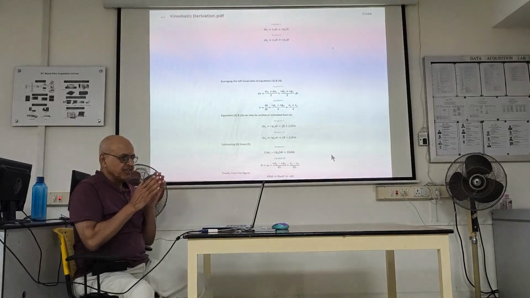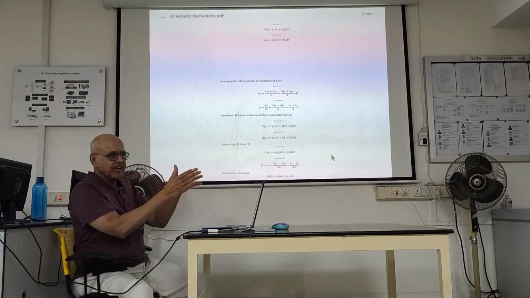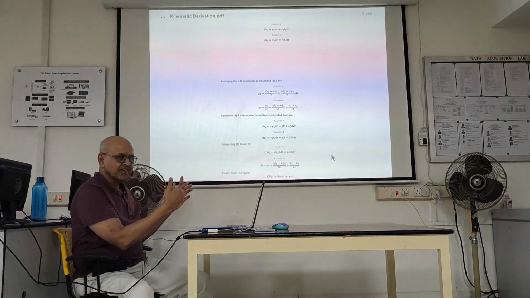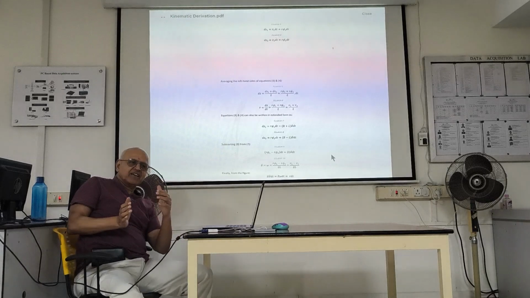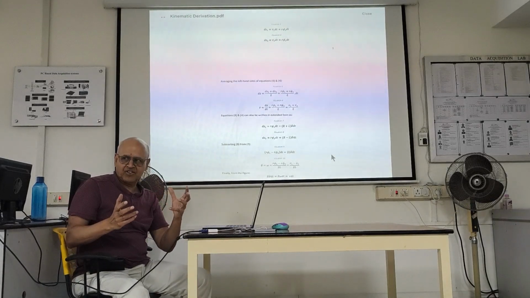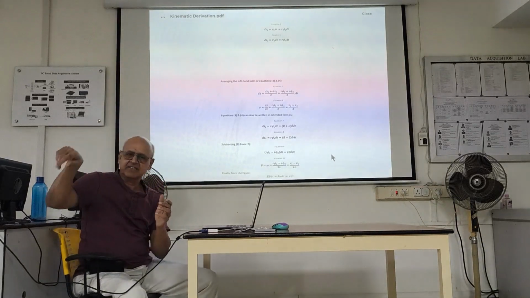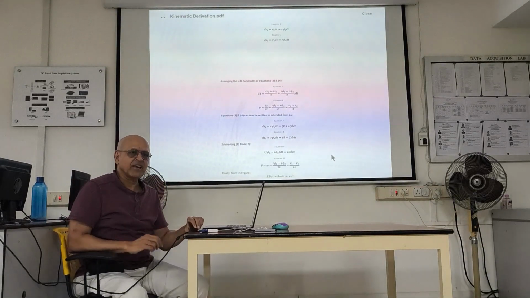Positive, because think your axis is sticking out this way, it is still sweeping this way, right? It is sweeping counterclockwise, so positive. And of course, if I'm going backward in this way, omega will be negative. Because the axis is sweeping this way now, right? Okay, now.